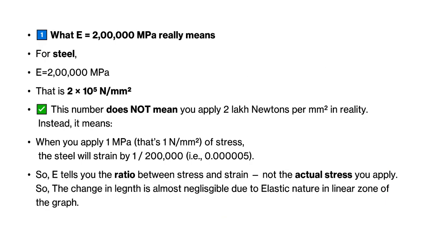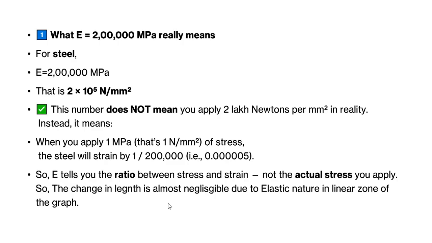What is E? For steel, E equals 2 lakh MPa, that is 2 lakh Newton per mm square, 2 into 10 power 5 Newton per mm square. This number does not mean you apply 2 lakh Newtons per mm square in reality. Instead it means that when you apply 1 MPa, that is 1 Newton per mm square of stress, the steel will strain by 1 by 2 lakhs, that means 0.000005. So E tells you the ratio between stress and strain, not the actual stress you apply.